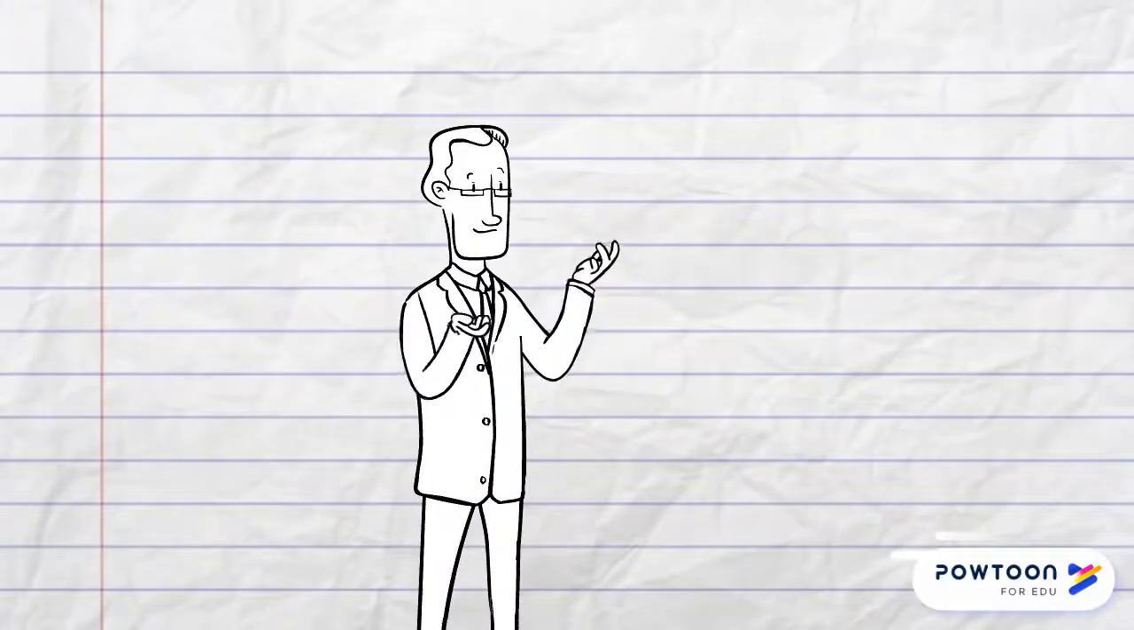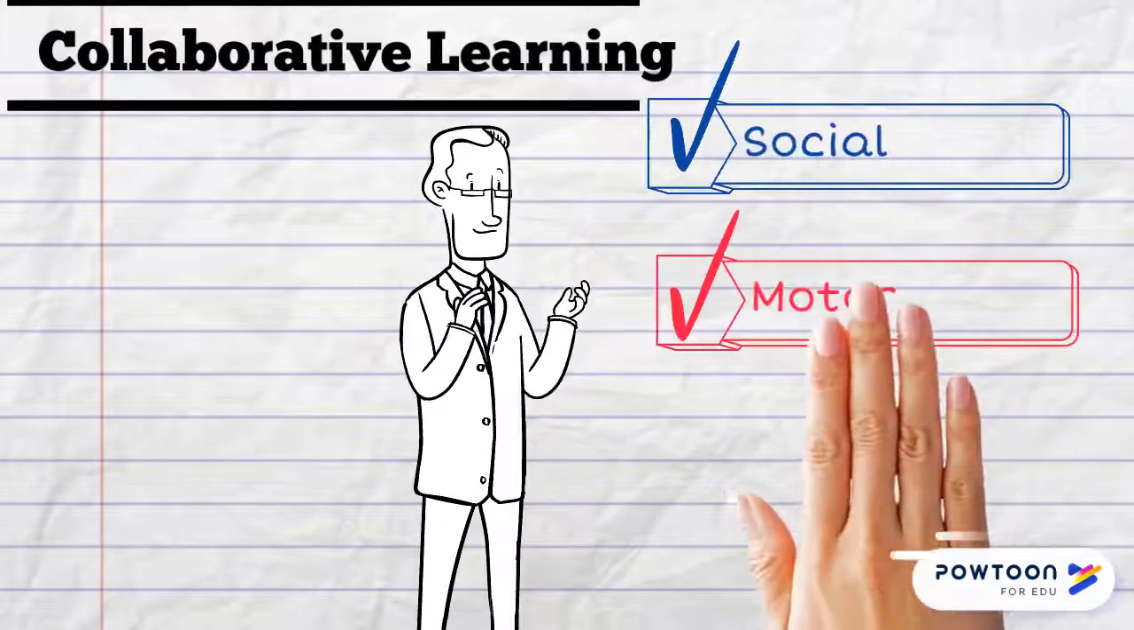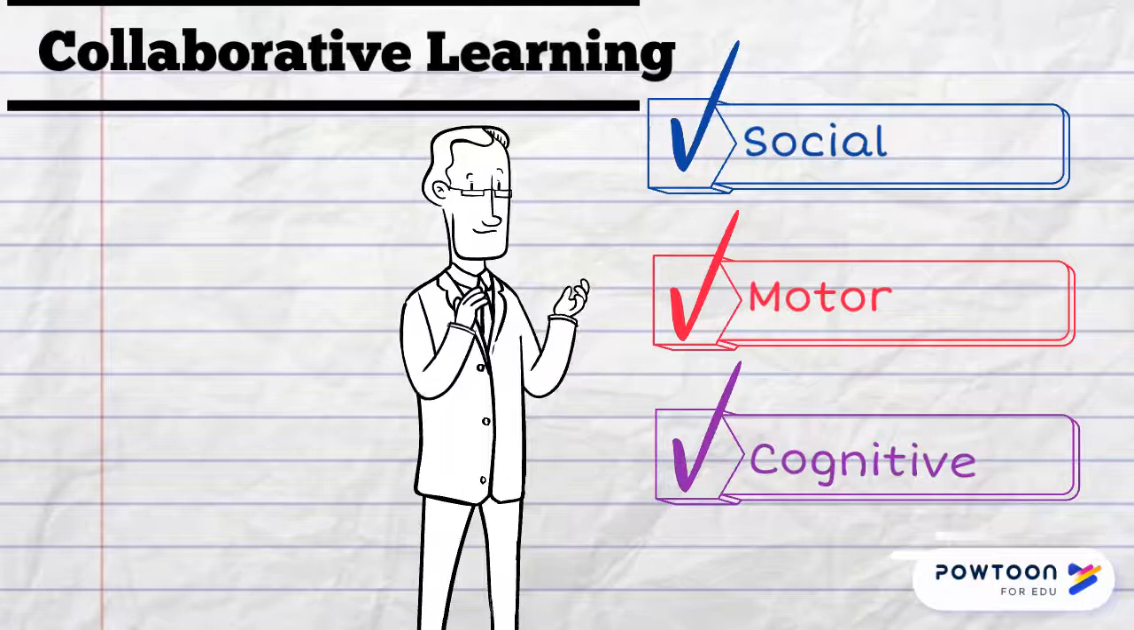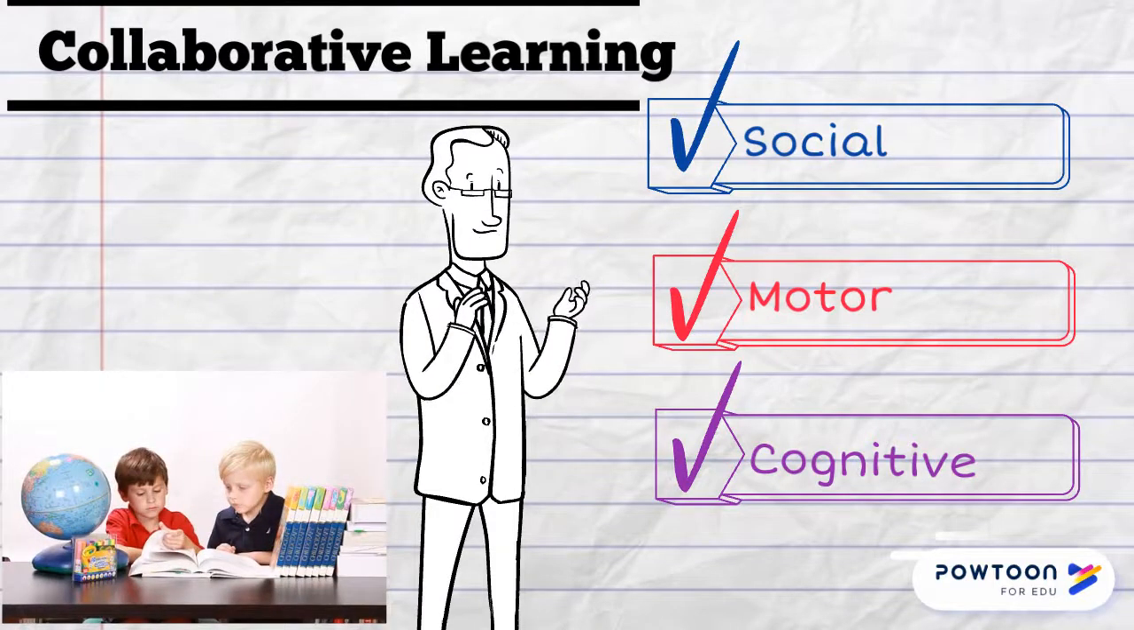So in summary, collaborative learning is founded on concepts from social, motor, and cognitive learning theories. We hope this knowledge will help you understand and appreciate some of the benefits of having two students learning together, as we'll discuss in our next module.